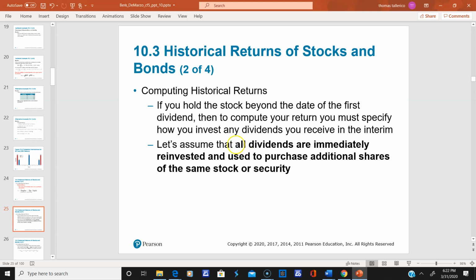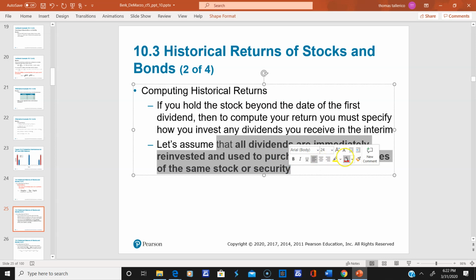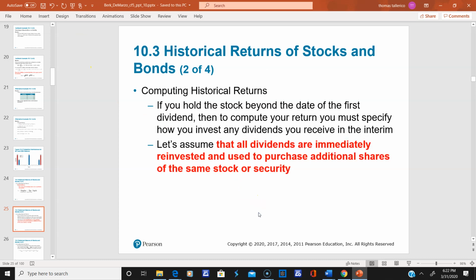We just basically take the stock and we reinvest it. Let me actually make that red and bold, and I'm going to save that. That's important, right? The question is to really calculate your total return. How do you know how much you're investing with those dividends?